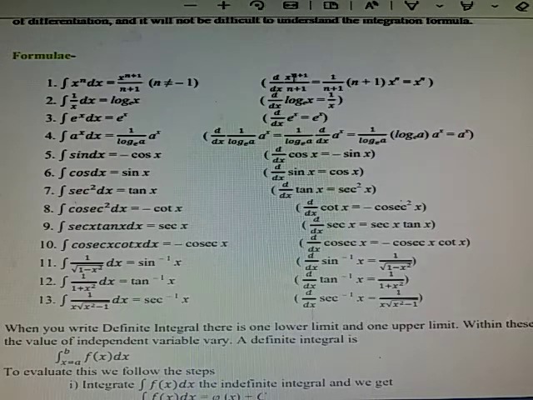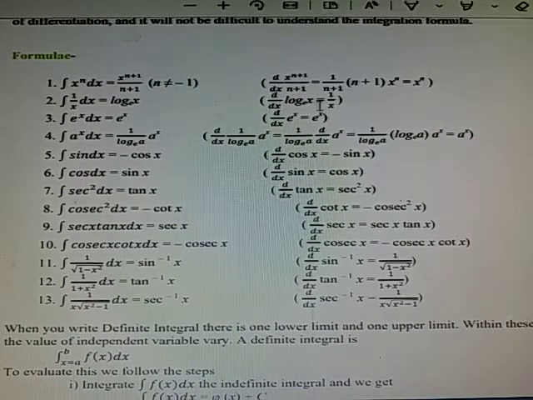So from this formula we are getting this one, because d/dx of x to the power n plus 1 divided by n plus 1 is equal to x to the power n. That is why integration of x to the power n is this result. So x to the power n is the derivative of this function, and integration of x to the power n is this one.